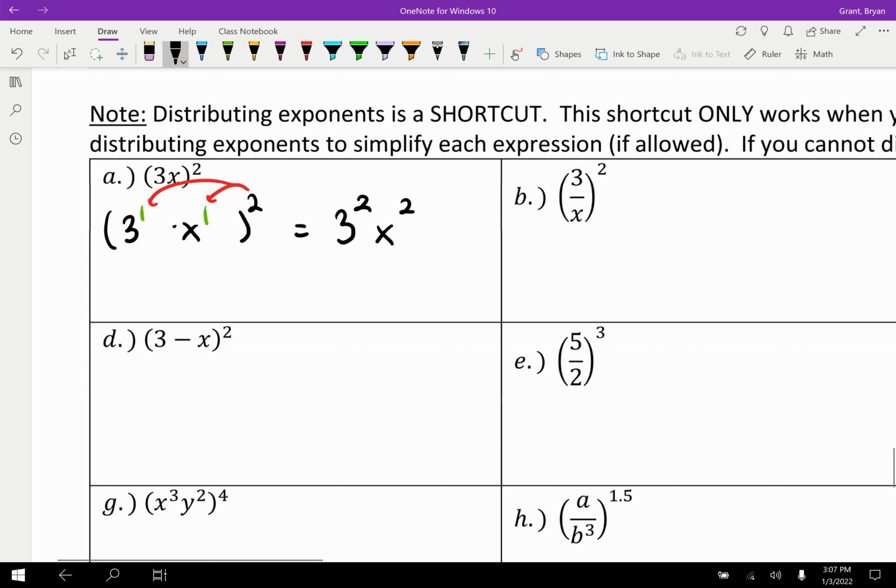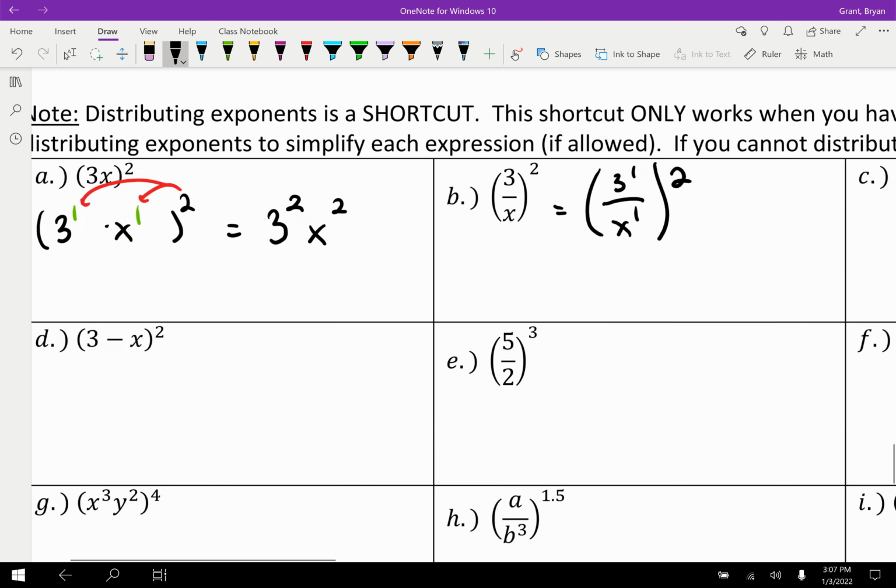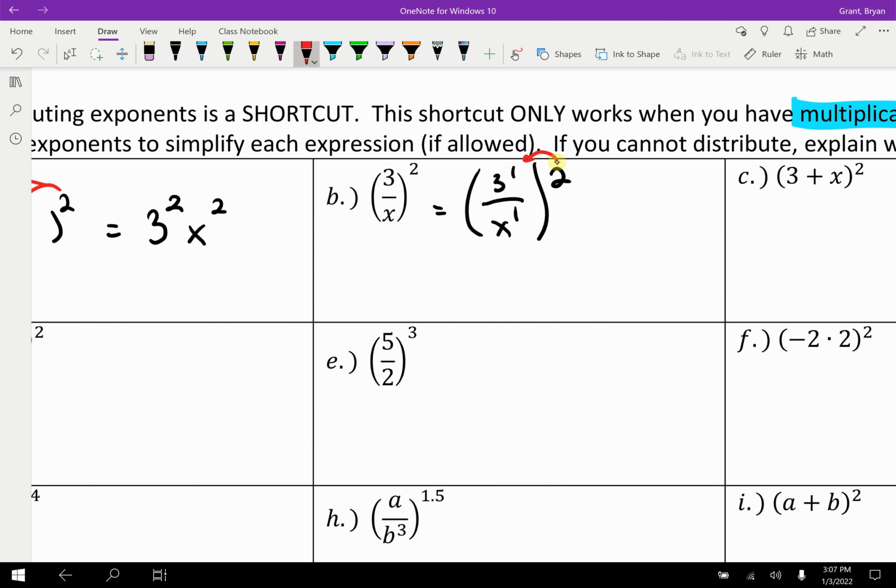Now part B is something we haven't talked about yet. However, part B is a fraction that's created by using division. And what you'll find, at least in algebra, is whatever you're allowed to do with multiplication in algebra, you're also allowed to do with division. And so we're going to rewrite this as 3 to the 1st over x to the 1st squared. And we are allowed to take the square and distribute it to both parts of the fraction: 3 squared divided by x squared.